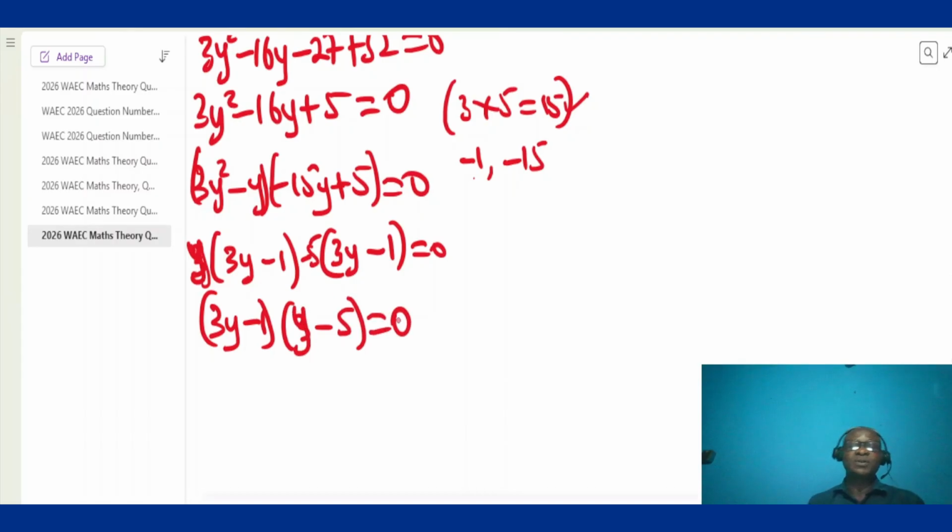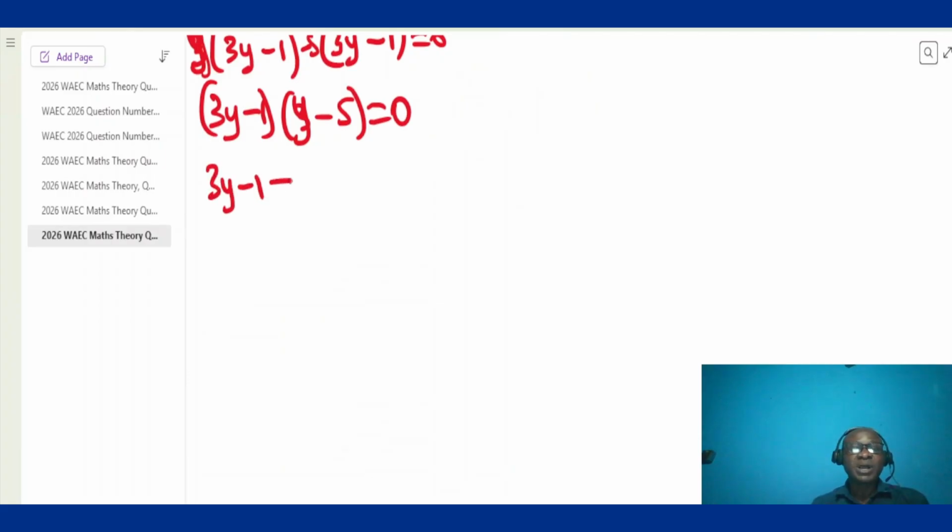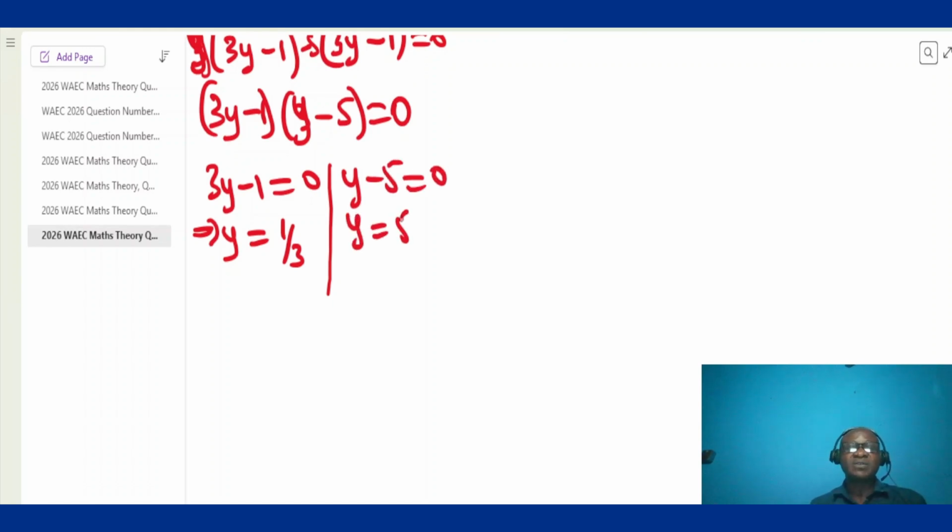Everything equal to 0. Therefore, moving forward, it means that 3y minus 1 is equal to 0, which implies that y is equal to 1 over 3. And from the second bracket, it means that y minus 5 is equal to 0, which means that the value of y is equal to 5.